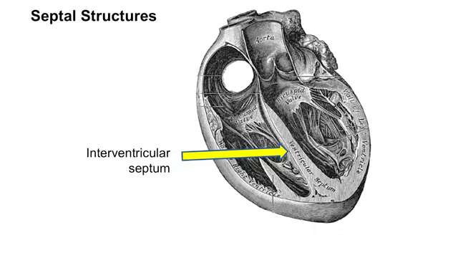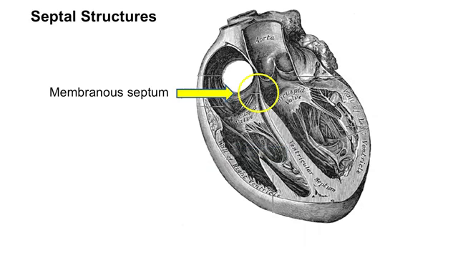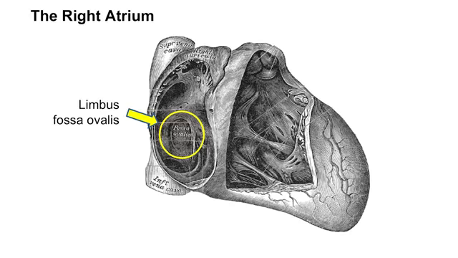The interventricular septum is located between the right ventricle and the left ventricle. It has an upper membranous part and a lower muscular part. Moving on to the chambers of the heart, we will start with the right atrium.